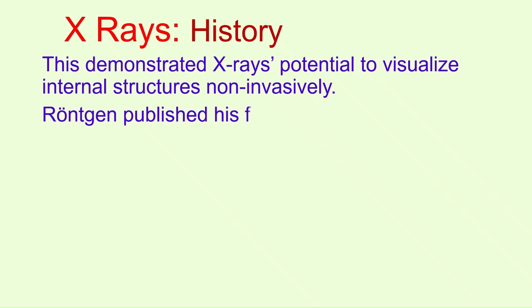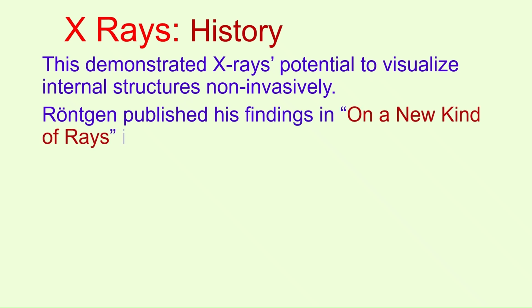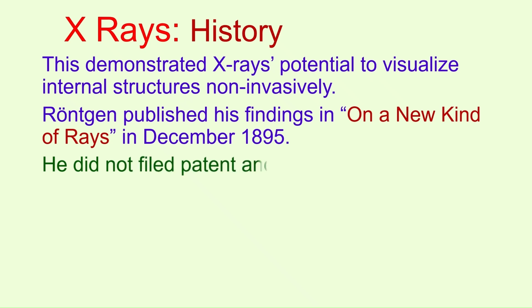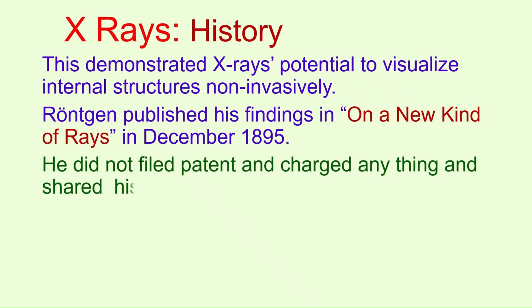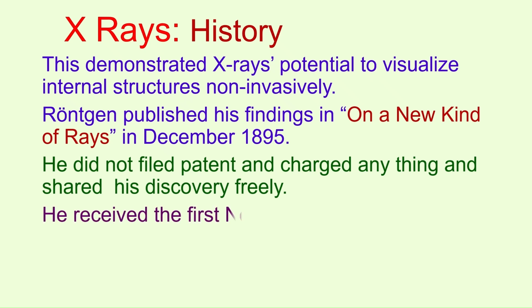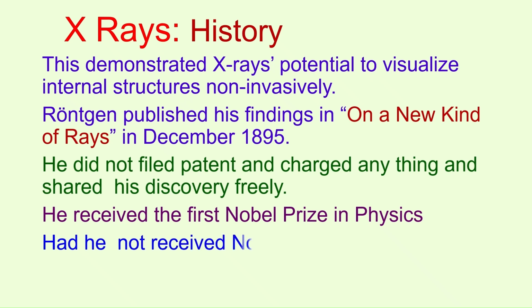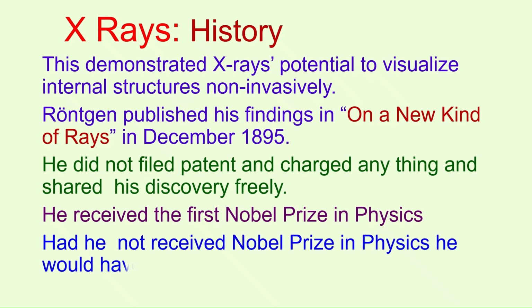Röntgen published his findings in "On a New Kind of Rays" in December 1895. He did not file a patent or charge anything, and shared his discovery freely. He received the first Nobel Prize in physics. Had he not received the Nobel Prize in physics, he would have got it for medicine.